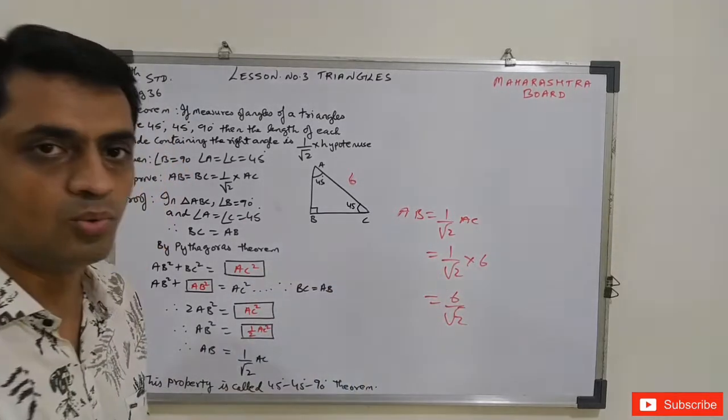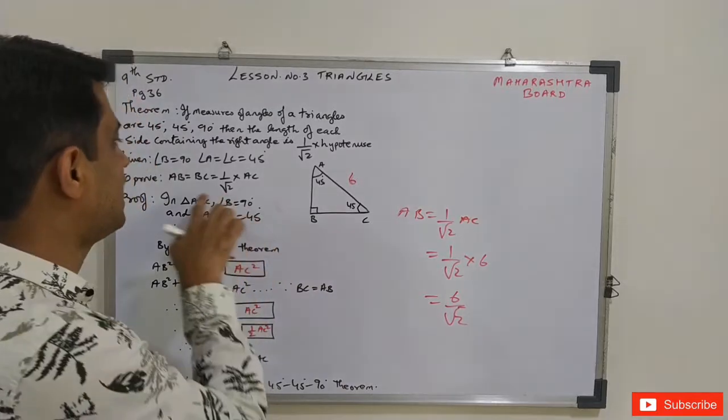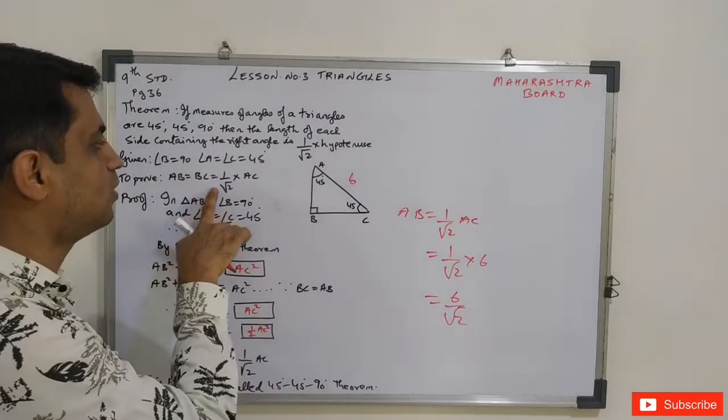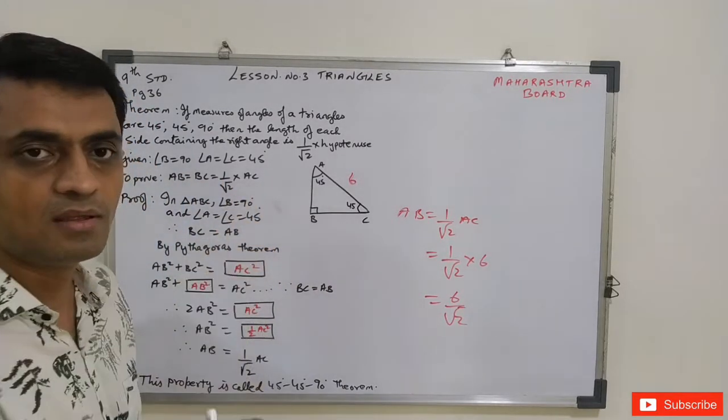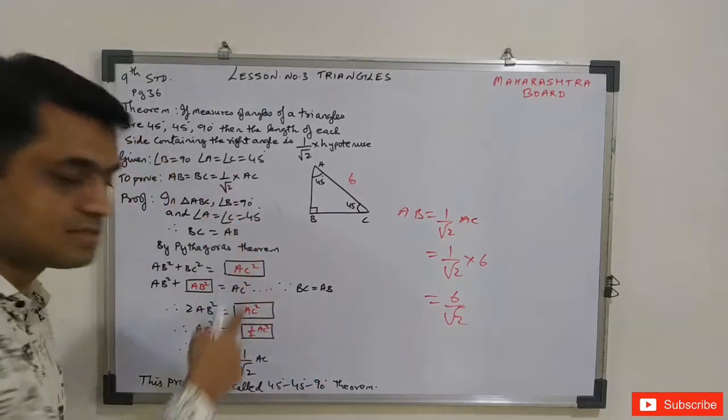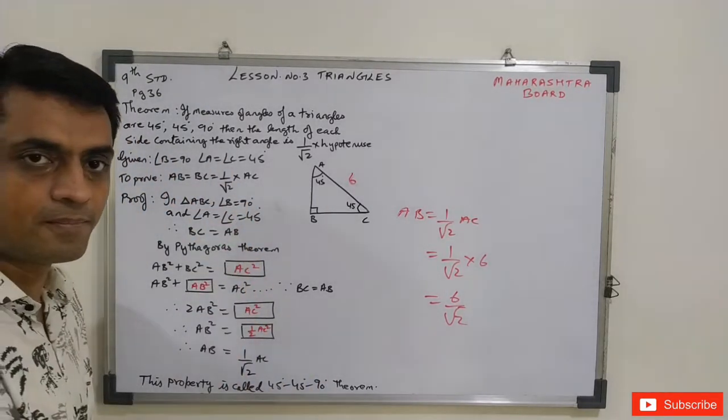But why is it true? Why is it true? Why is it said that AB is equal to BC is equal to 1 upon root 2 of AC? Why? This is the reason. Let us see the theorem now.